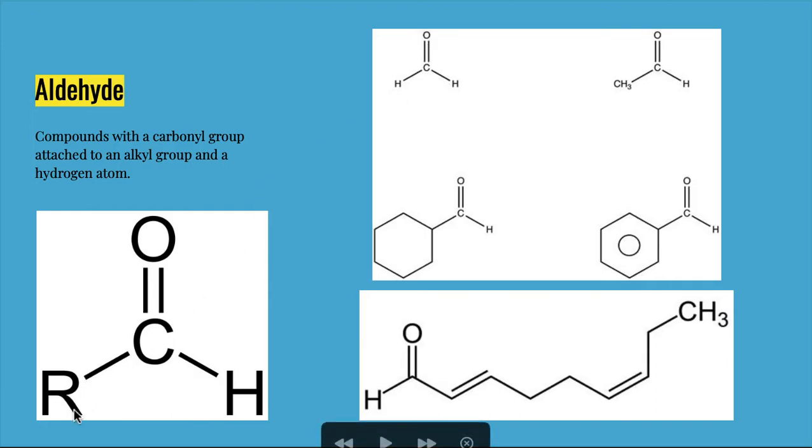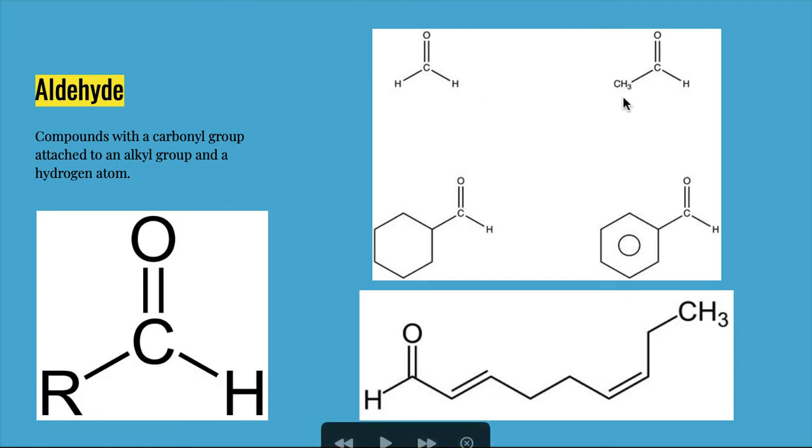For anything else, the R group has to be a hydrocarbon chain, or a hydrocarbon chain with some other atoms in it. But for aldehydes, that R can be an H, so you can have a carbonyl group with two hydrogens attached to it, but that's the only exception. Everywhere else, the R group has to be something other than just a hydrogen.